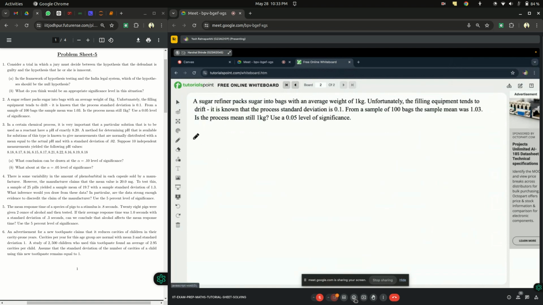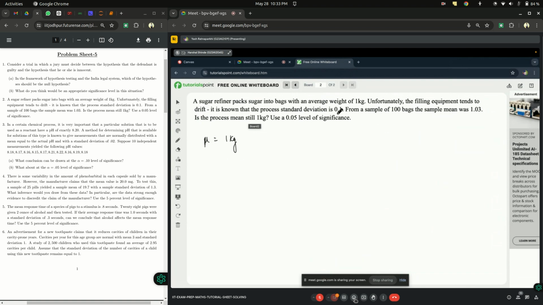So can you help me with what is given and what is not given? It says a sugar refiner packs sugar into bags with an average weight of 1 kg. What is given? Mu. Mu is given as 1 kg. Got it. Unfortunately, the filling equipment tends to drift. Drift means it slides a little bit, and it is known that the process standard deviation is 0.1. Sigma. So is it sigma or S?